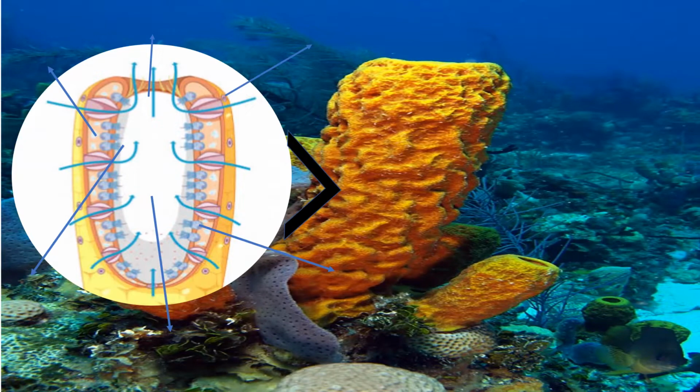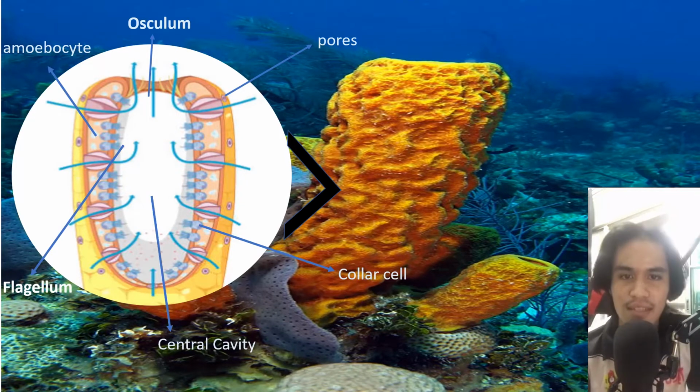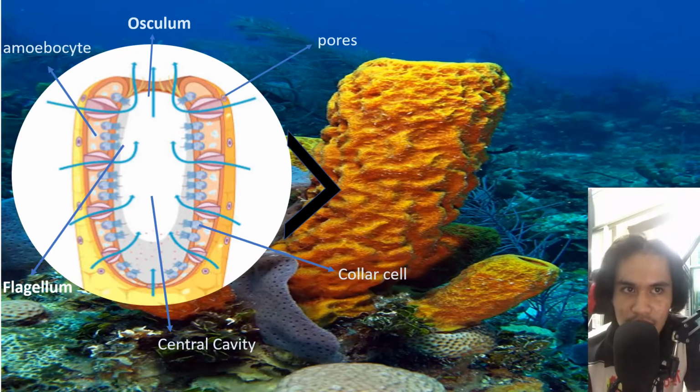This is sponge anatomy. Sponge have pores, cell, central cavity, flagellums, amoebocytes, and osculum. The interior of the canals is lined with flagellated cells that resemble choanoflagellates. In a sponge, these cells are called collar cells or choanocytes.